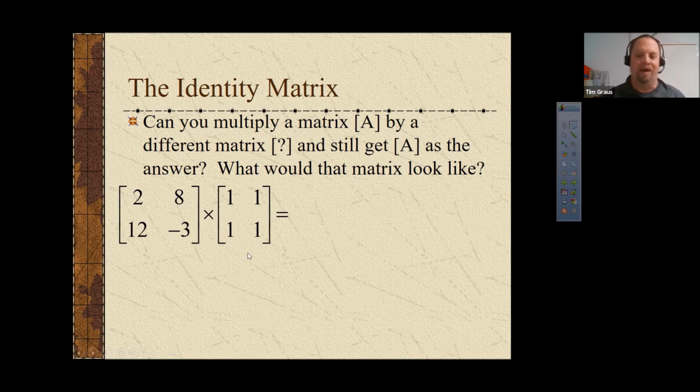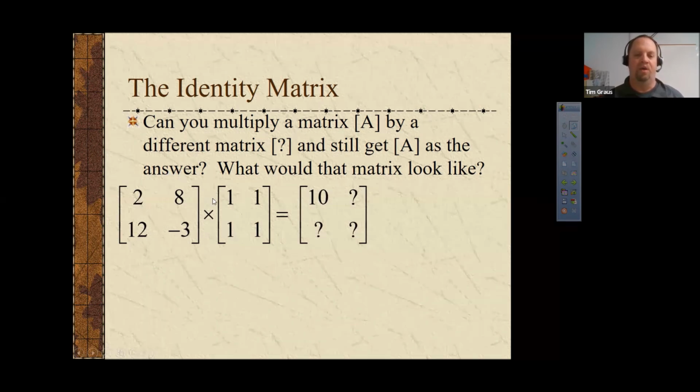Because when we multiply by 1, we tend to get the same thing we started with. Well, let's see if that works. When I do the row times the column here, I get 2 plus 8. Wait a minute, that's 10. And row times column, I'd get another 10 over here.